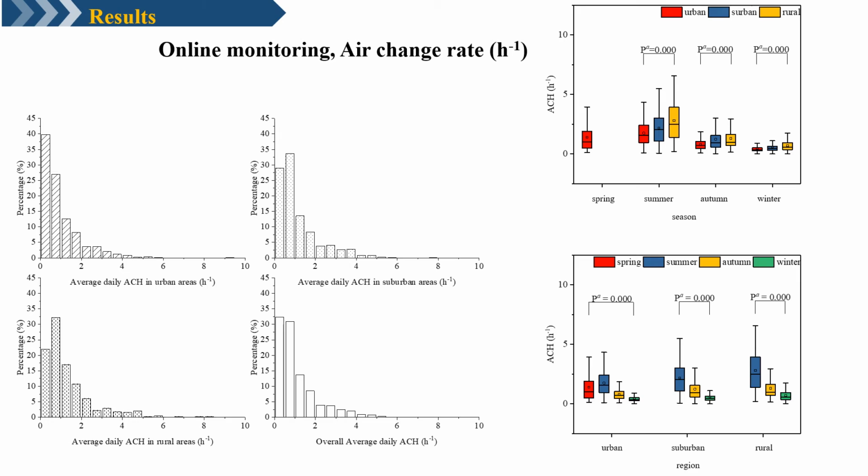This value is much lower than the value recommended by Chinese standard. In the Chinese hygiene standard for classroom, the minimum air change rate is recommended at 3 times per hour. In our study, only 8% of samples met this standard.